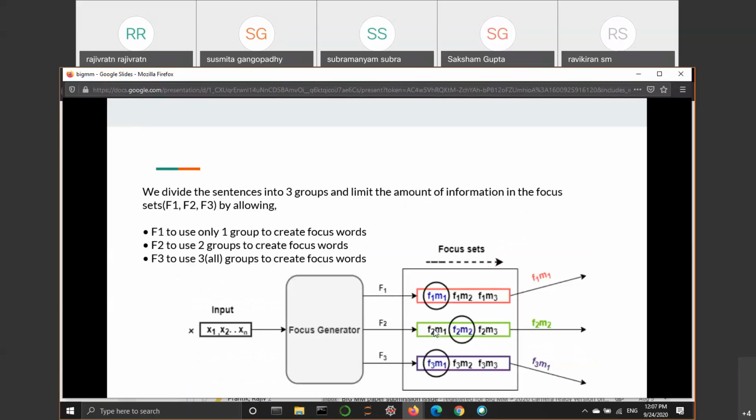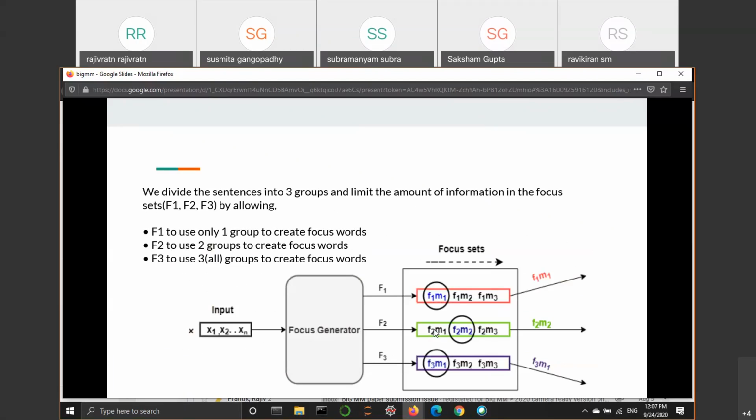So how are we dividing this or selecting these focus words? Basically, we are splitting the sentence into three groups. In the first focus set, F1, we are using only one group to select the keywords from. In the set F2, we are using two groups. And similarly in set F3, we are using all the groups, or all the information available in the sentence.